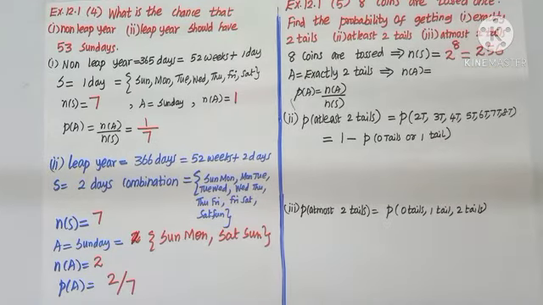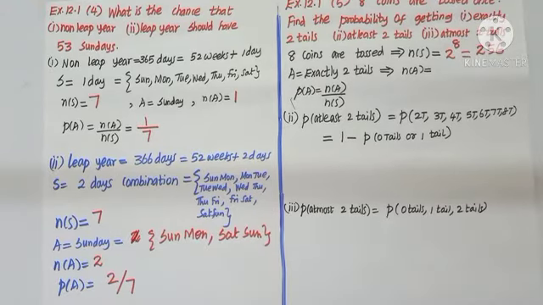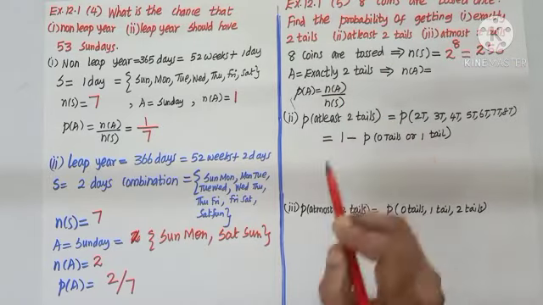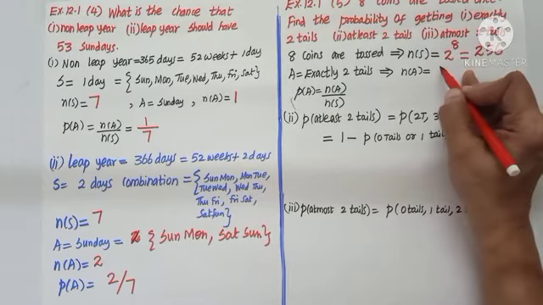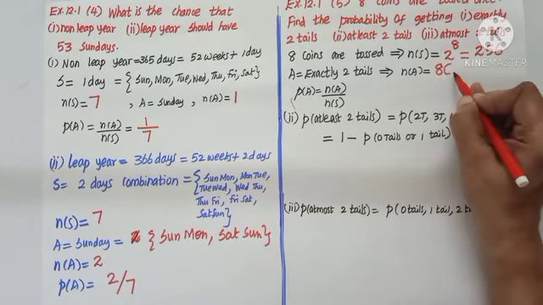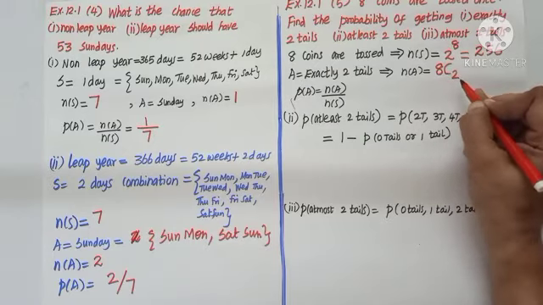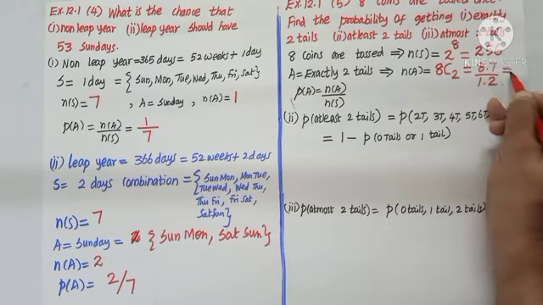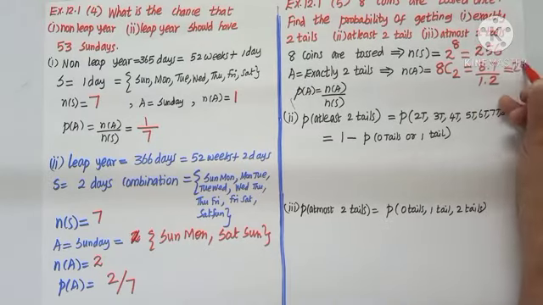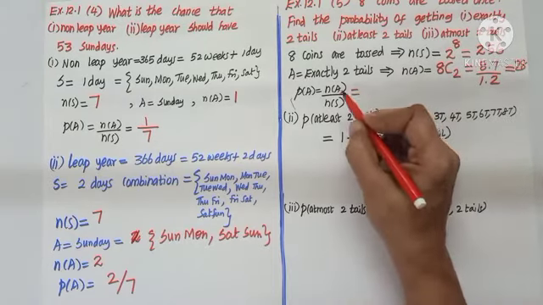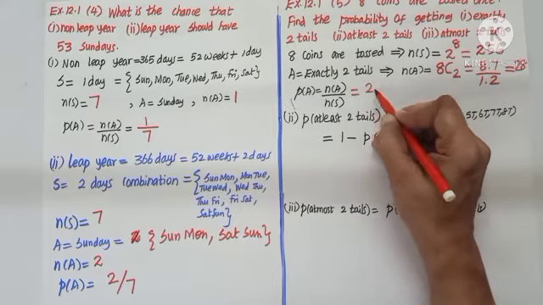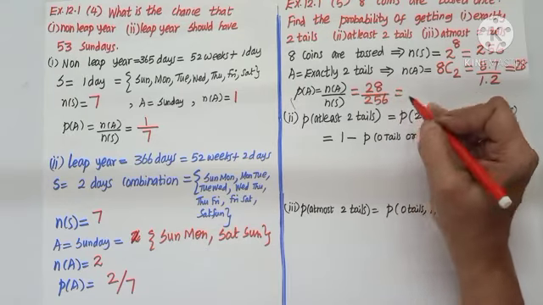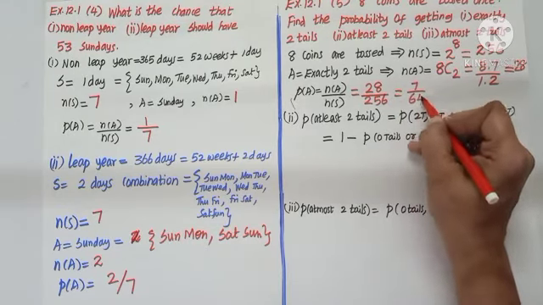Subdivision 1. Exactly 2 tails. 8 coins have 8 tails, but my question is only 2 tails. So what is N of A? Out of 8, I want only 2. It is 8C2. How do I get it? 8 into 7 by 1 into 2. As we cancel, I get 28. So what is P of A? N of A by N of S. It is 28 divided by 256. As we cancel with the 4 table, it is 7 by 64.